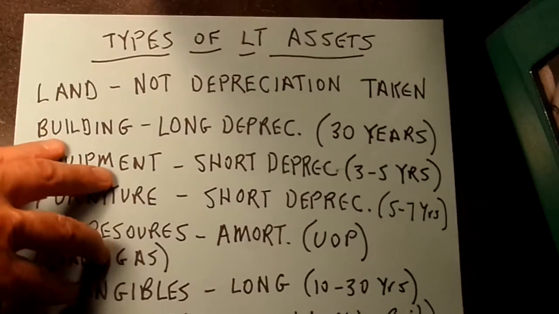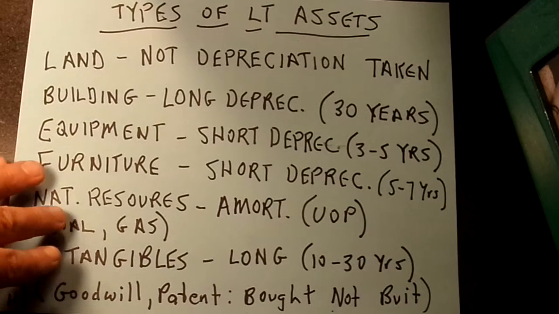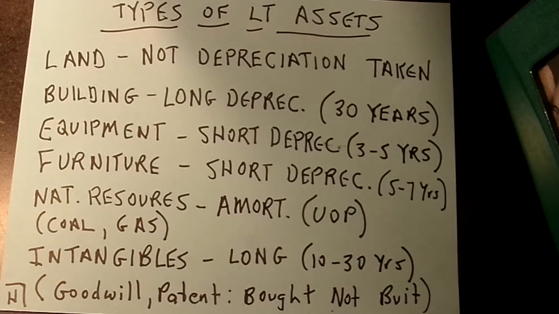Well, let's finish our discussion by thinking of the various types of long-term assets. And as an example, we start with land. And with land, there's no depreciation taken. It is a long-term asset, but we don't believe it depreciates. Building suffers long-term depreciation, usually over about 30 years. Equipment incurs short-term depreciation, usually over 3 to 5 years. Furniture, also short-time depreciation, over 5 to 7 years. Usually natural resources like coal and gas, we say are amortized rather than depreciated. Although we do it much the same way.